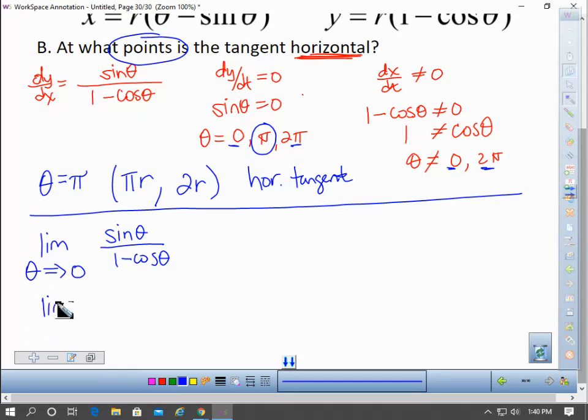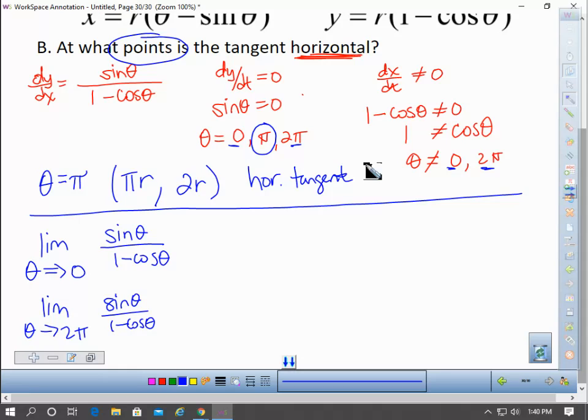The same thing is happening when theta goes to 2 pi for our derivative. It gives me 0 on the top, and it also gives me 0 on the bottom. So for 2 pi, when I put 2 pi into my derivative, I'm getting 0 over 0 again. So I'm getting the indeterminate form for both of those answers, 0 and 2 pi, because they occur in both of the choices.